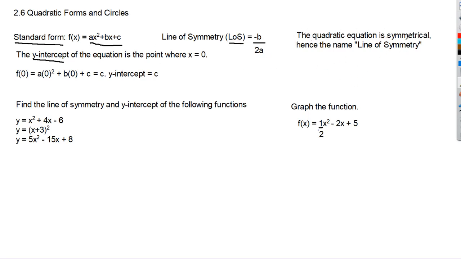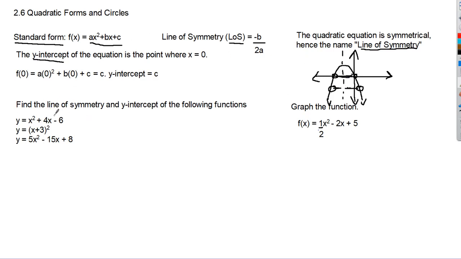The quadratic equation is symmetrical. If you've noticed before, I'm going to draw a graph right now. Yeah, that's the graph. And I'm going to draw a quadratic equation. If you notice on my previous videos, it is symmetrical, and that's why there's a name called line of symmetry. Because here's a line of symmetry, right? And these are two points. They're exactly the same distance away from the line of symmetry. Two points on one y value, exactly the same distance away from the line of symmetry.